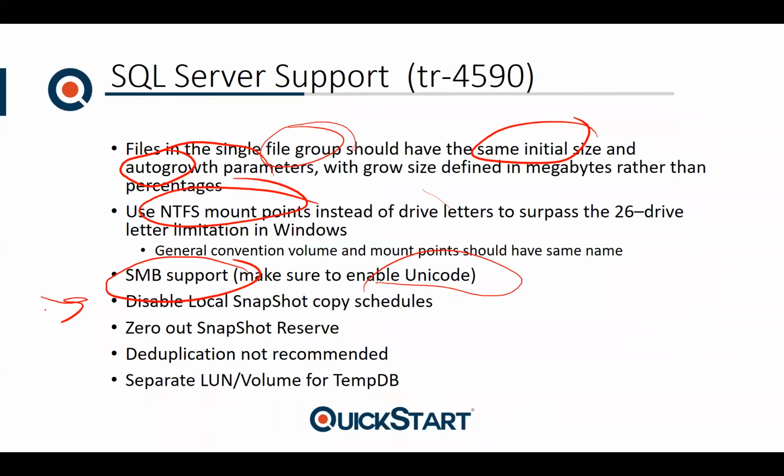Now, down here we have disable local snapshot copy schedules. I put it over here because it was in the TR-4590, but I would consider that a best practice for all of SAN. When I am using LUNs, if I simply create snapshots of the volumes that contain the LUNs, the operating system that's writing to that LUN is clueless as to the fact that I'm creating the snapshot. So it never quiesced all its writes down to that LUN. So it's really an inconsistent, quote unquote, backup of that content.